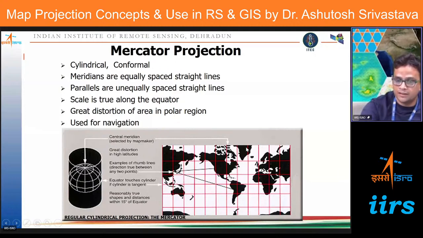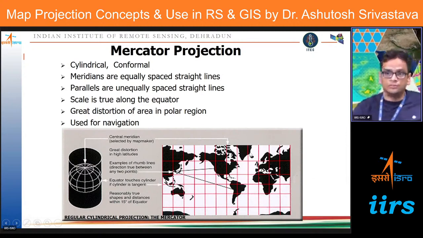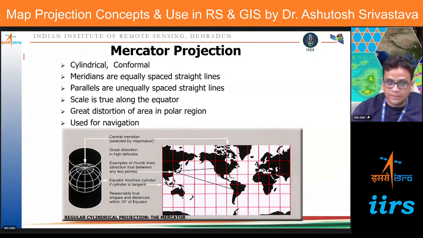In the polar region, if you can see the cursor, this place is basically Greenland. Just compare the size of this Greenland with India. Greenland is this much big, it looks like an African continent itself, or half of the continent, because of the distortion. That's why it may be more suitable for navigation purposes.